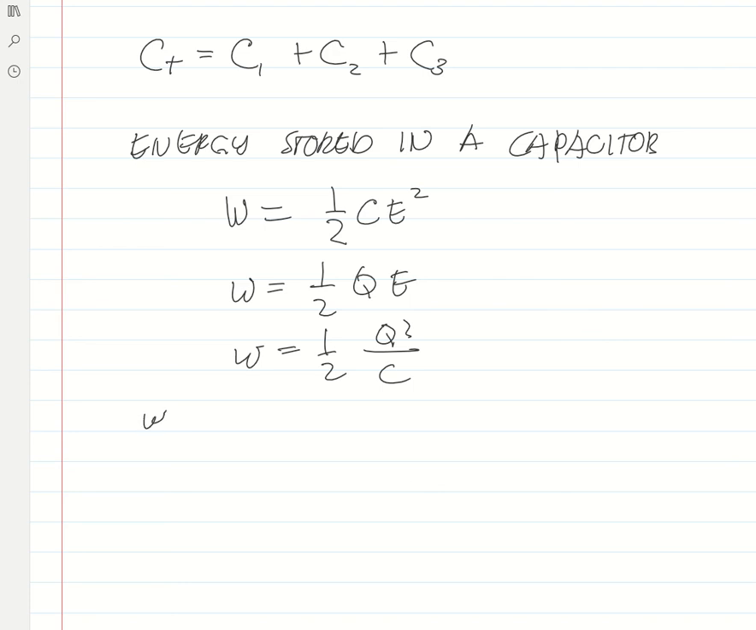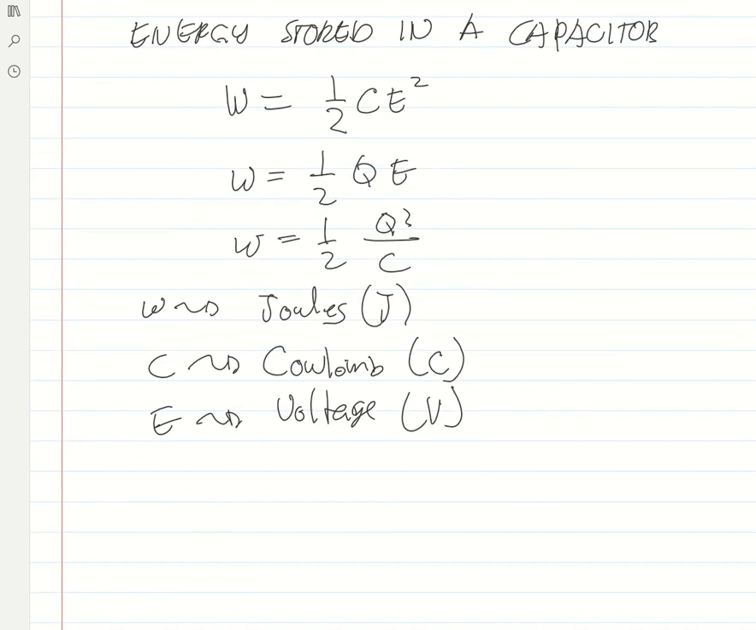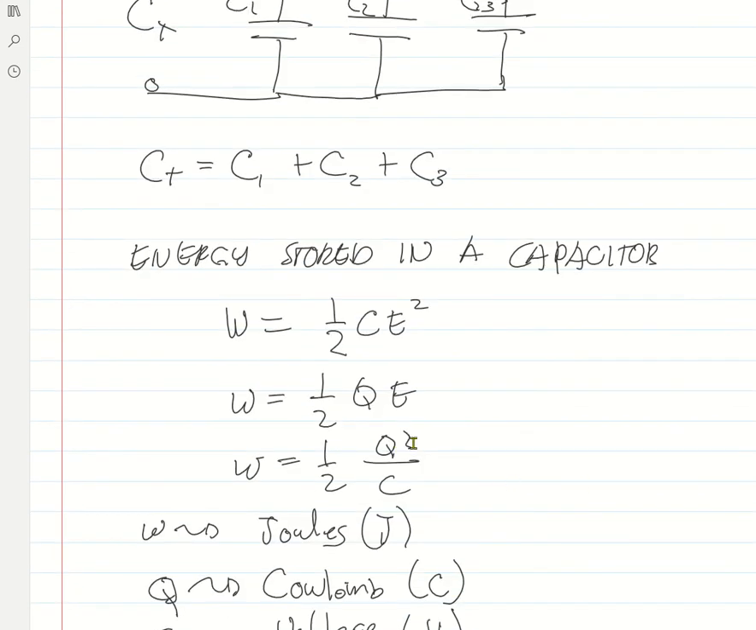The unit for W here, the energy, is in joules. Q is in coulomb. So this is J, this is C, and E is the voltage across the capacitor in volts. And C, the capacitance, should be in farad, F. Okay? Let's take an example.